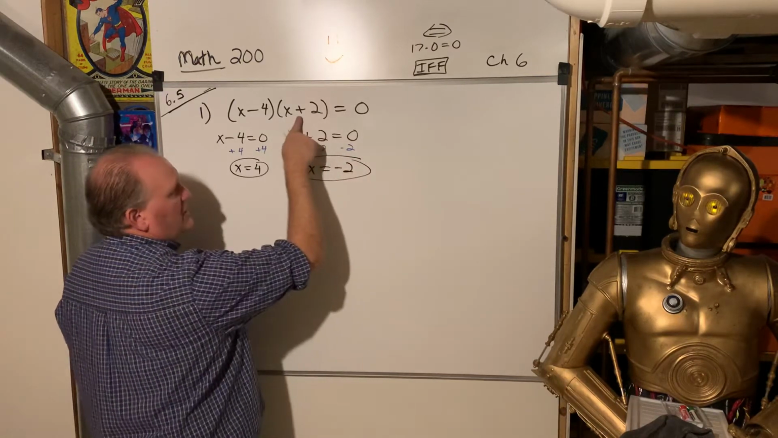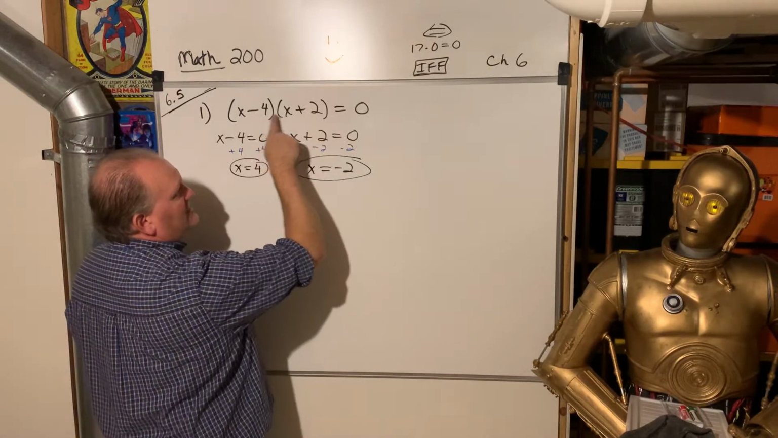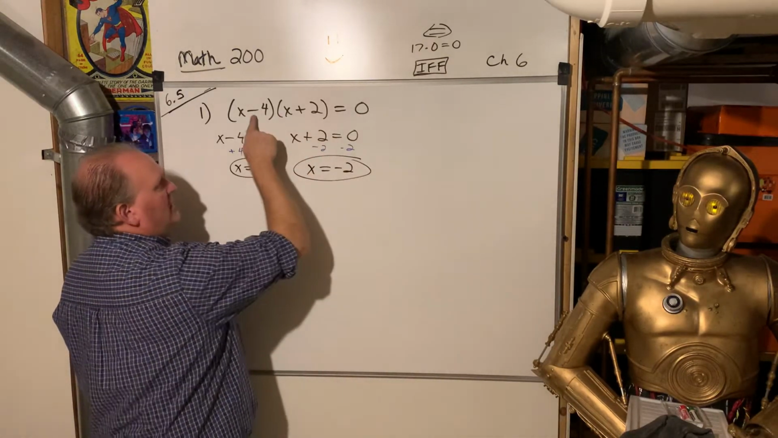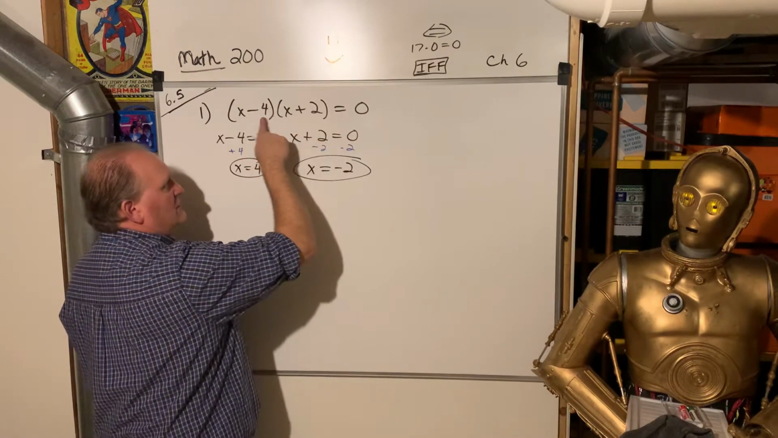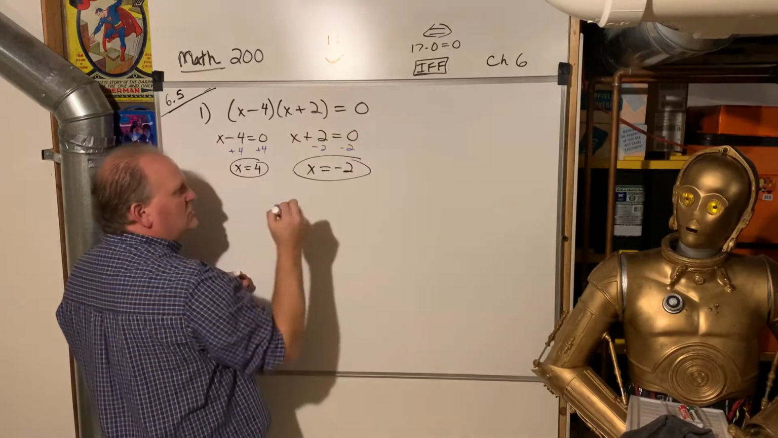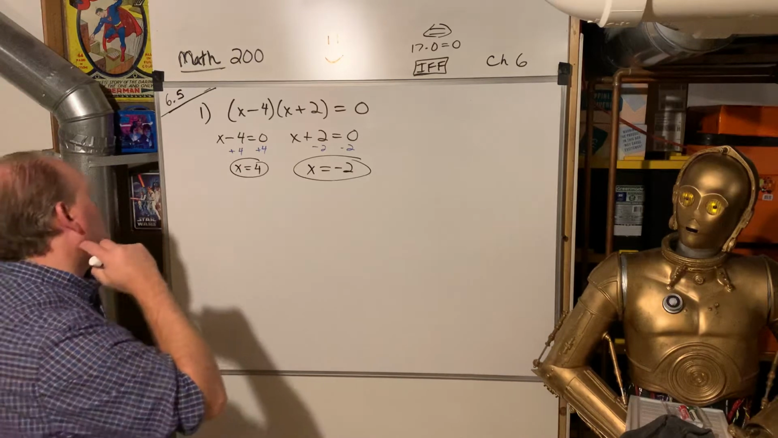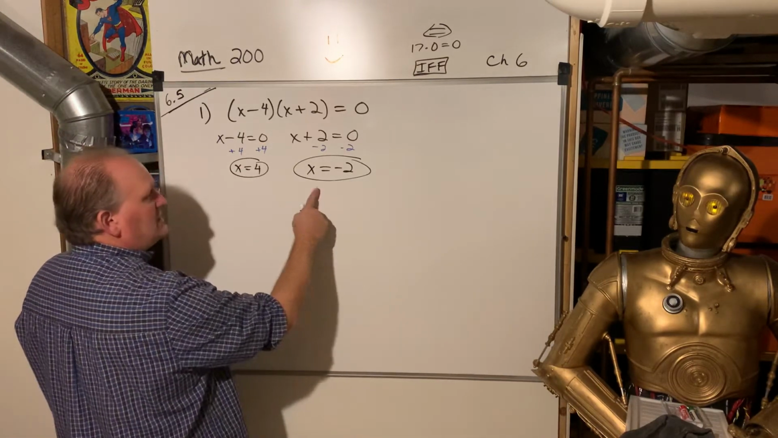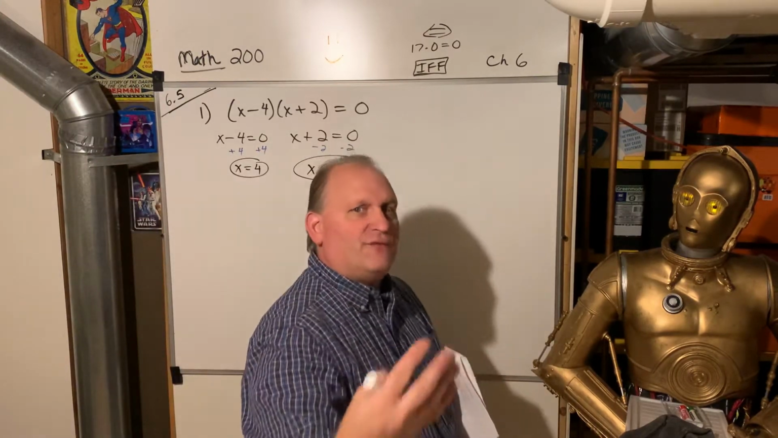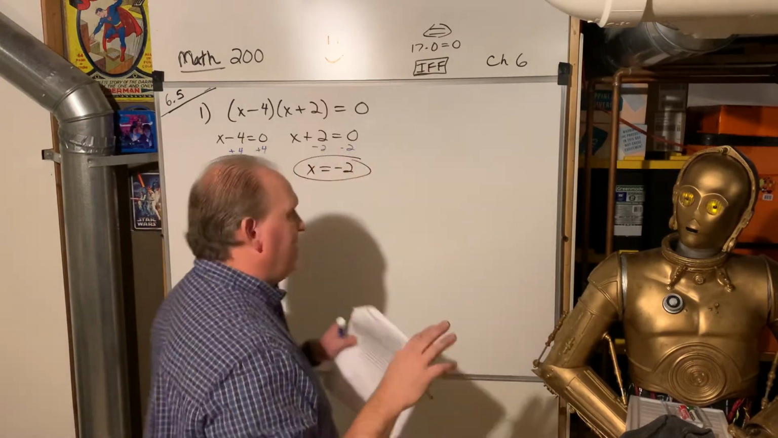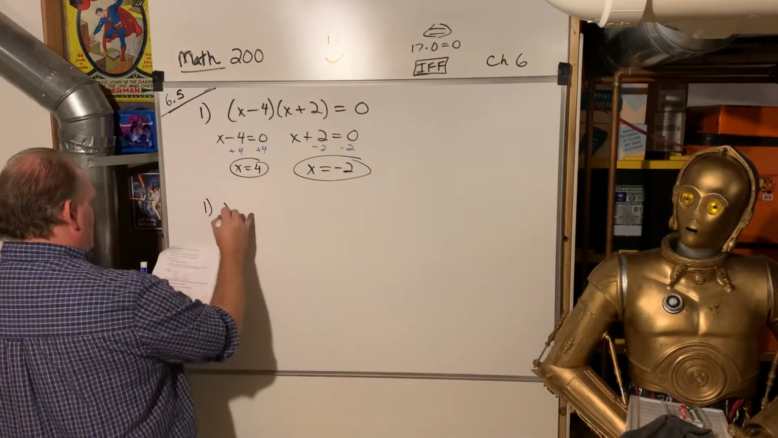So -2, I put it in there: -2 plus 2 is 0, -2 minus 4 is -6, -6 times 0 is 0. I pop 4 in: 4 minus 4 is 0, 4 plus 2 is 6, 0 times 6 is 0. These are the two solutions. The fundamental theorem of algebra says if I give you a second degree equation, you find me 2 solutions. If I give you a third degree equation, you find me 3 solutions. If I give you a fourth degree equation, you find 4 solutions. There are all these fancy rules that go along with that, but that's the basis of it, okay?